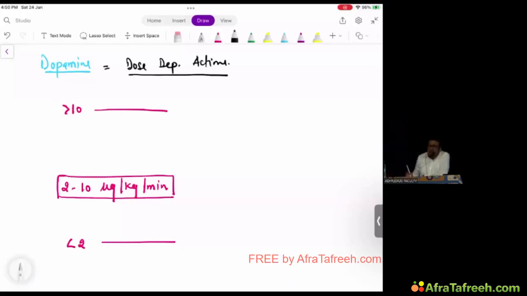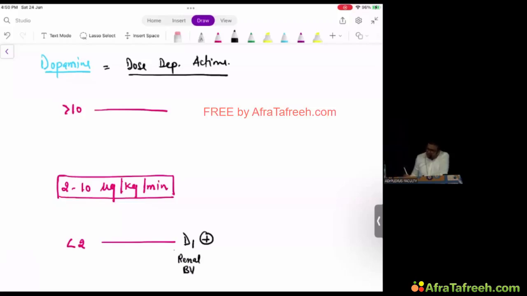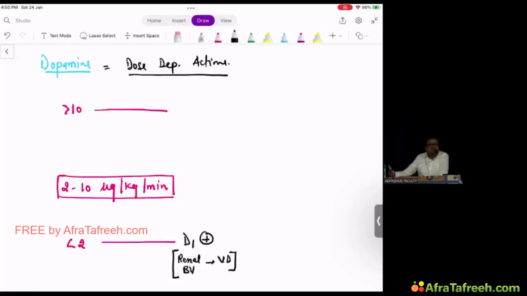At low dose, less than 2 microgram per kg, it acts on D1 receptor. Positive sign means stimulation. So at low dose, it acts on which receptor? Dopamine type 1, D1 receptors, which are present on mainly renal blood vessels. And these receptors cause vasodilation. So they are vasodilatory receptor.